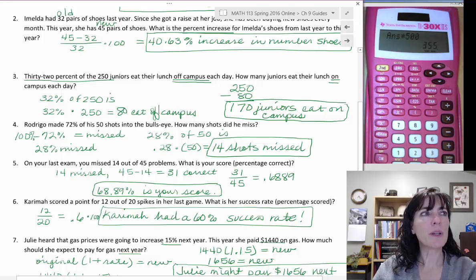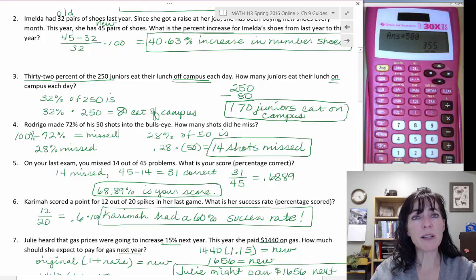For Rodrigo, it was a similar kind of problem, but I worked it in a different way. I took 100% of all the shots minus the 72% that he made and got the percent that he missed, and so that was 28% of his shots were missed. Then I found 28% of the 50 shots that he took and found that he missed actually 14 shots.